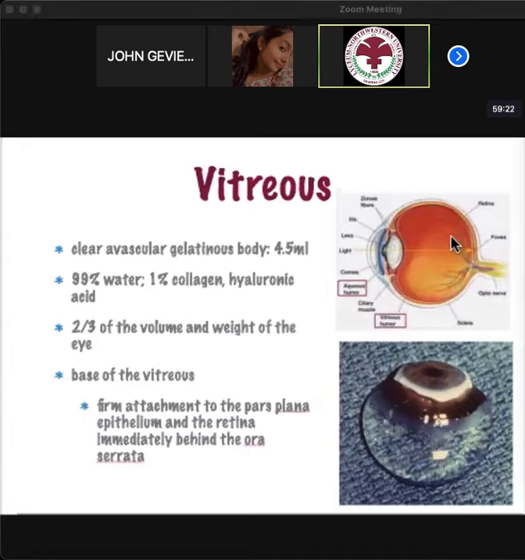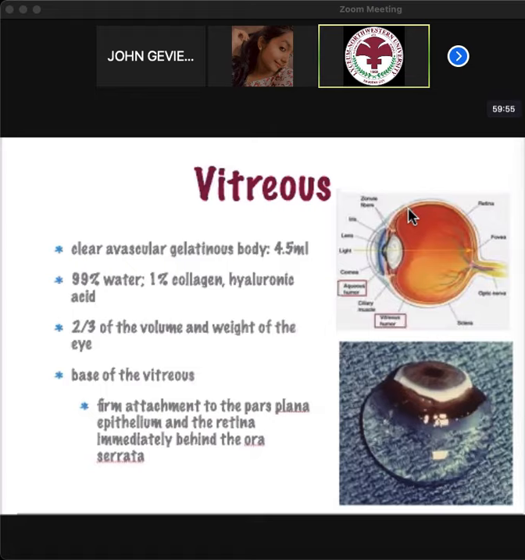So vitreous is usually avascular. It's a clear gel at the back of the eye, around 4.5 milliliters. It's avascular. It's usually gel-like. It is composed of mostly water, 99% water, 1% collagen, and a little hyaluronic acid. It's 2/3 of the volume of the eye, so it comprises a major part of the eye volume.